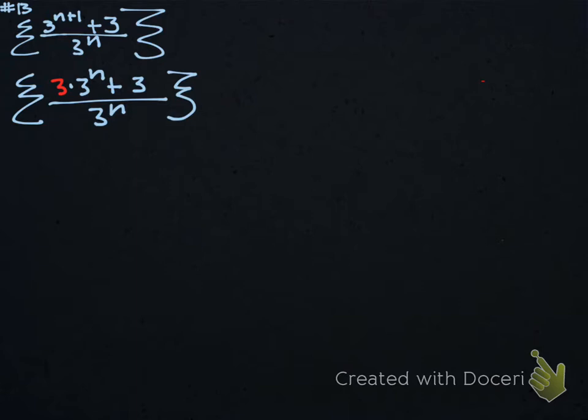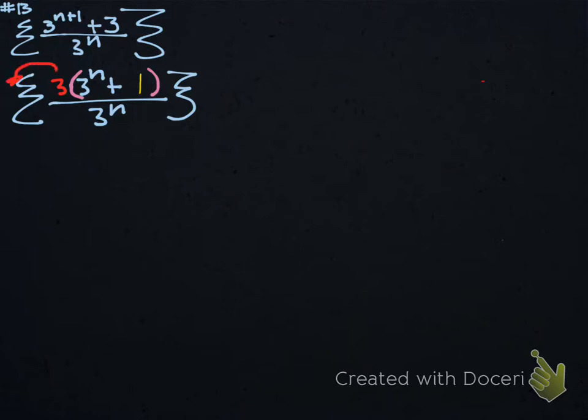Then I see I have a 3 in my numerator here and here, so I'm going to factor it out. Why? Just because I think it's going to make it easier. So when I factor it out, that other 3 becomes a 1, and this example starts to look much simpler. So now what?